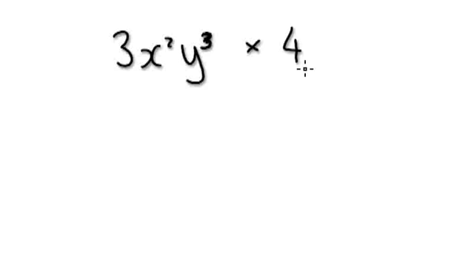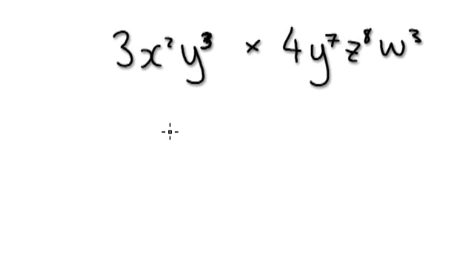Okay, how about this one here? Let's say 3x squared y cubed. This is a 3, by the way. 3, and then times 4 y to the power of 7, z to the power of 8, and w to the power of 3. Okay, what does this become? You're multiplying the two. So press pause and have a go.